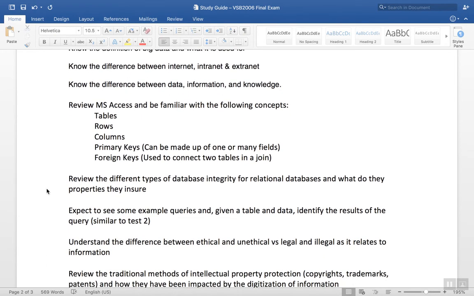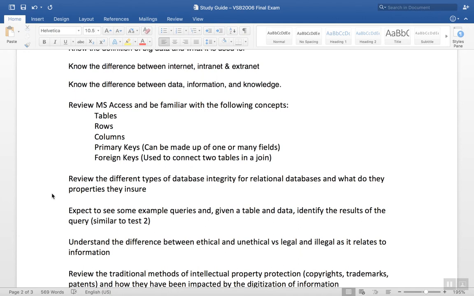All right. We talked a bit about relational databases, types of integrity, data integrity. We have entity integrity, which means that every row is unique in the table. Every row has a unique key.